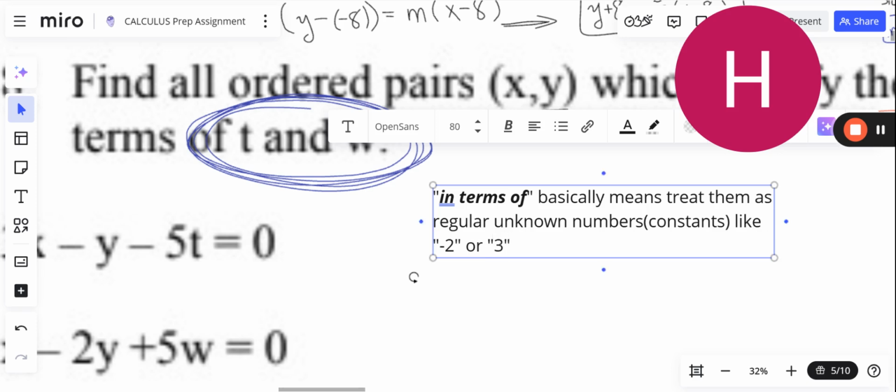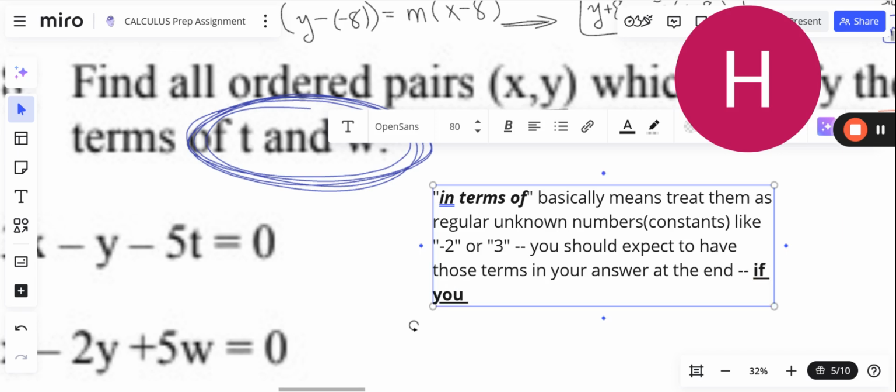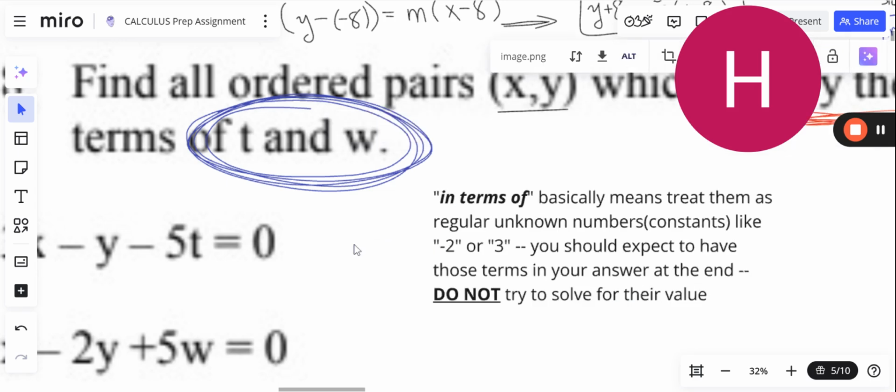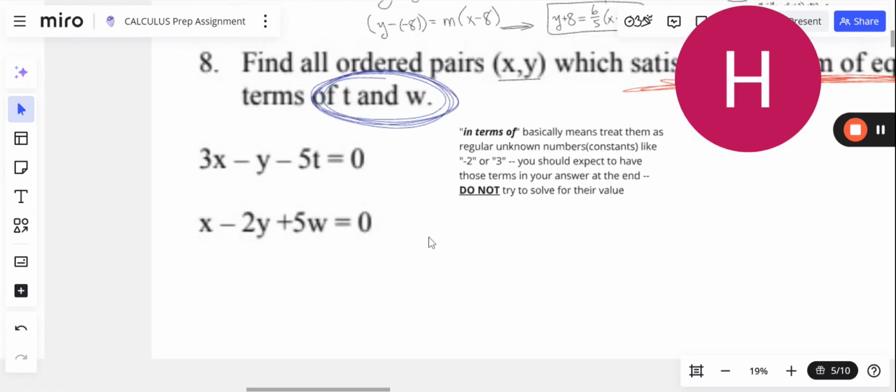If you have to subtract them around, if you have to divide them, if you have to multiply them, just treat them like normal. But what it also means, you should expect to have those terms in your answer at the end, which basically means do not try to solve for them. Unless it says solve for the value of t and w, and then it gives you some other information. But if it doesn't tell you to do that, don't worry about doing it, really.